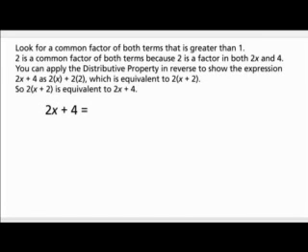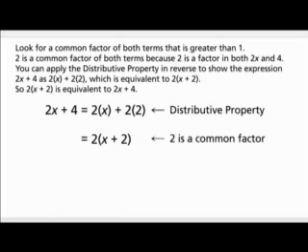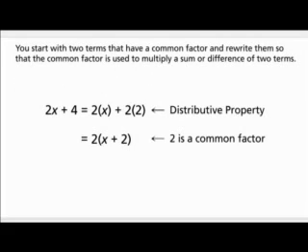You can apply the distributive property in reverse to show the expression 2x plus 4 as 2x plus 2 times 2, which is equivalent to 2 times the quantity of x plus 2. So, 2 times the quantity of x plus 2 is equivalent to 2x plus 4. You start with 2 terms that have a common factor and rewrite them so that the common factor is used to multiply a sum or difference of 2 terms.